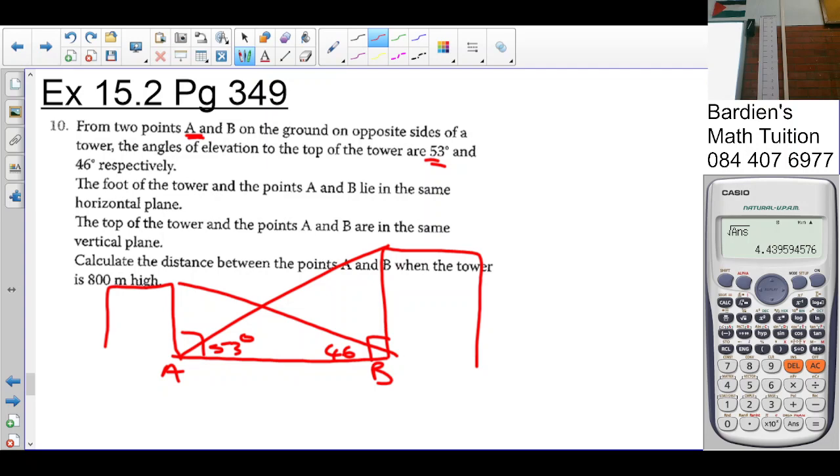The foot of the tower and... what's this? It's for Jordan and Maja. Jordan and Maja?